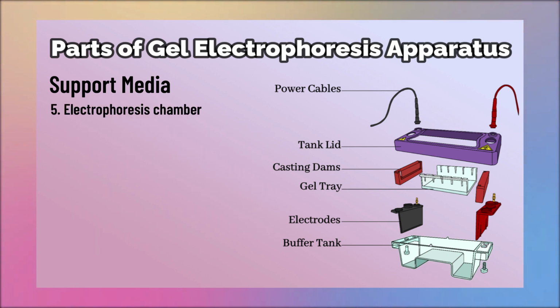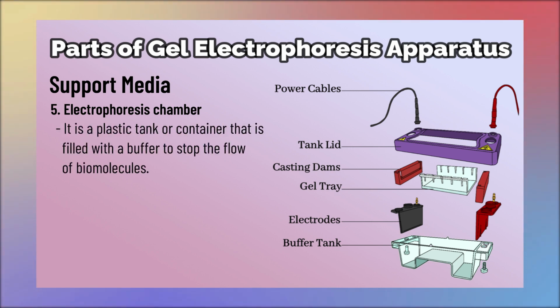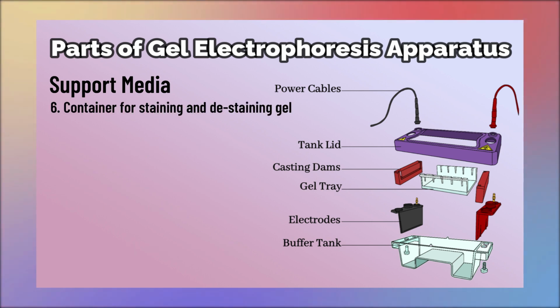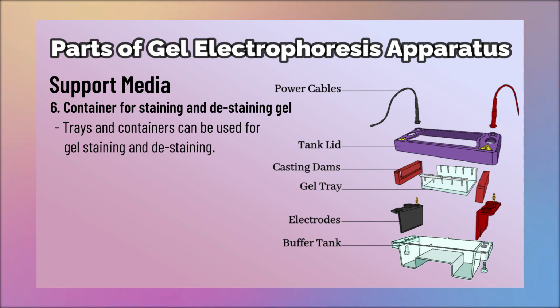Then comes the electrophoresis chamber. It is a plastic tank or container that is filled with a buffer to stop the flow of biomolecules. The migration process may easily be observed because of its translucent cover. It is connected to a power source. Number 6. Container for staining and destaining gel. Containers can be used for gel staining and destaining.